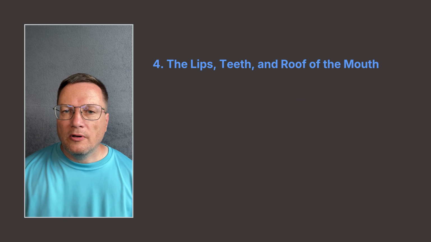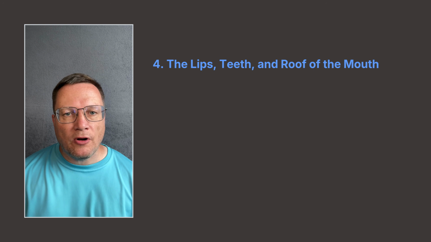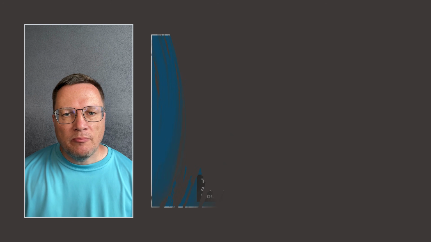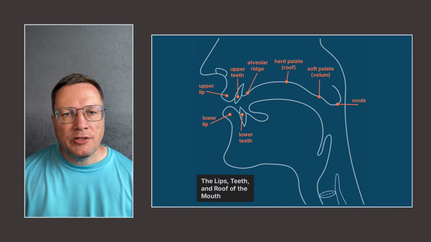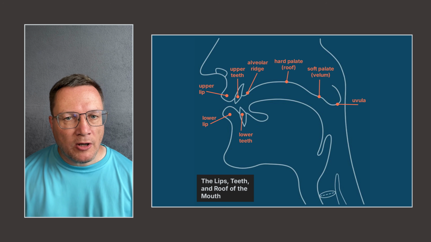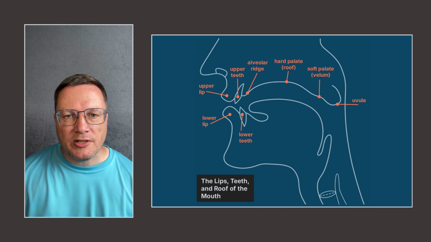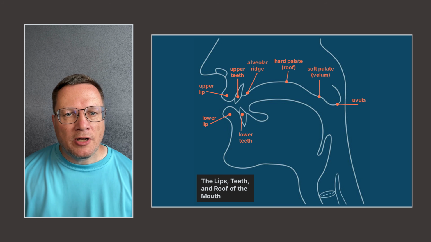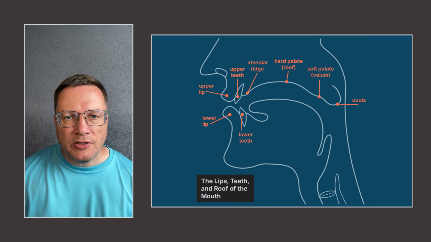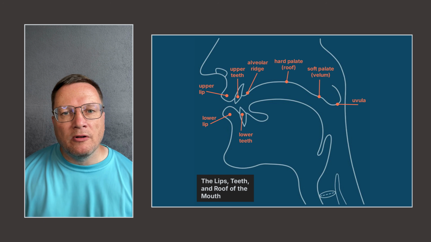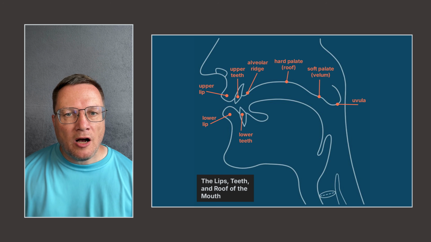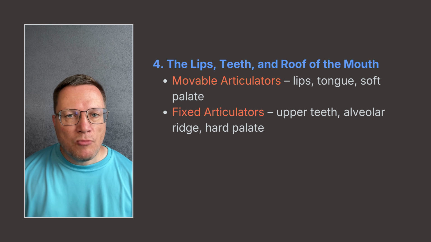4. The lips, teeth, and roof of the mouth. Several important speech organs are located at the front and roof of the mouth. The roof of the mouth consists of three main parts: the alveolar ridge, the hard palate, and the soft palate, also called the velum. The speech organs involved in producing speech sounds are called articulators. Some articulators are movable, whereas others are fixed.